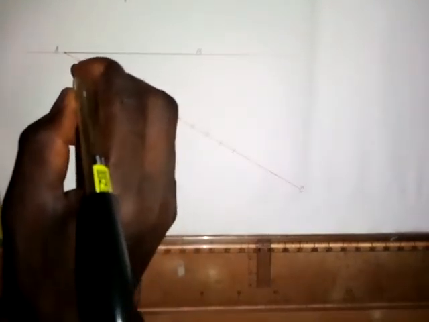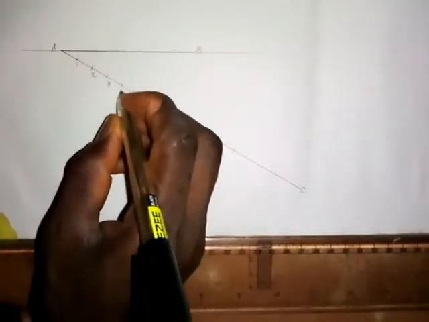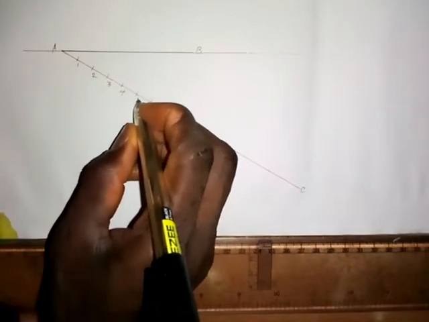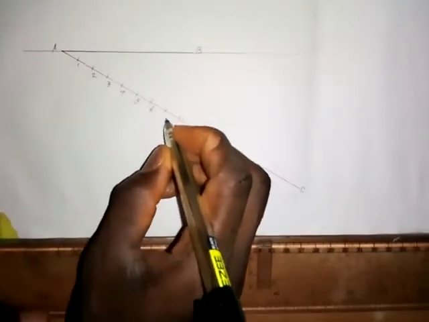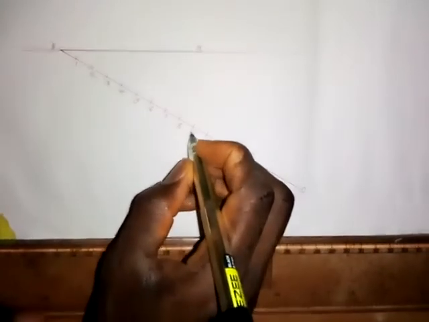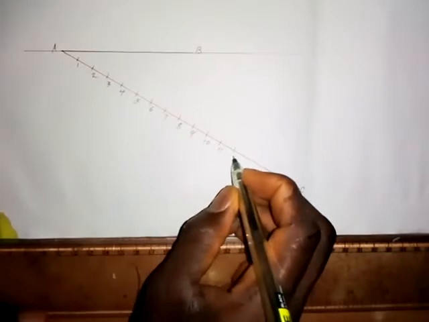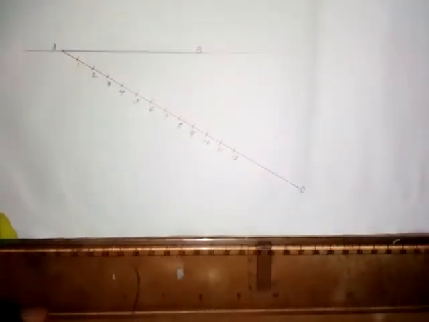So this is 1. This is 2. This is 3. This is 4. This is 5. This is 6. This is 7. This is 8. This is 9. This is 10. This is 11. And this is 12. So you number it like this.